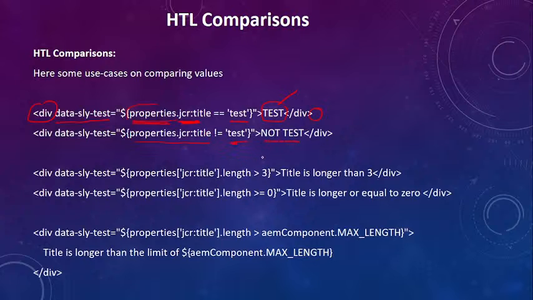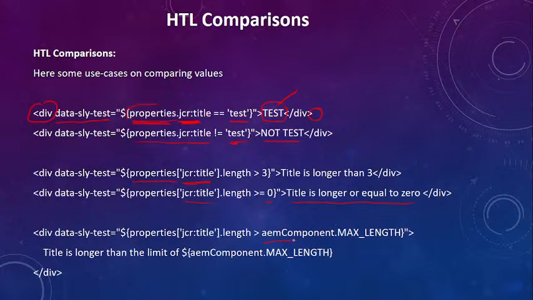not test. After that, if you need the length of the title, more than 3 characters, then you can simply define it inside these properties. We have one property, jcr:title, and the length should be more than 3. Then you can use this. Again, we have data-sly-test properties.jcr:title, and it should be greater than or equal to 0. Then you will receive this code. This is the text you will receive.